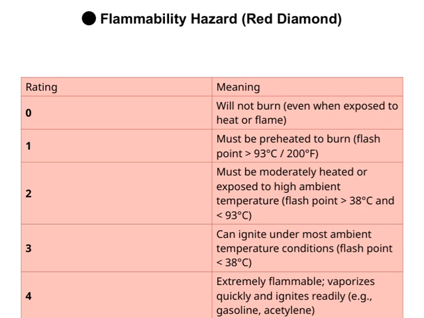Recognizing these ratings is crucial for safety because they tell us how volatile and dangerous a chemical is and help us handle it appropriately. Understanding this scale is a key part of managing chemical hazards effectively and ensuring safety in our work environment.